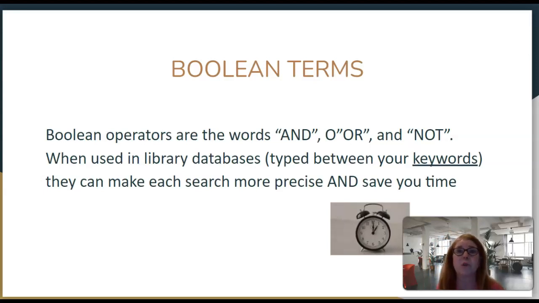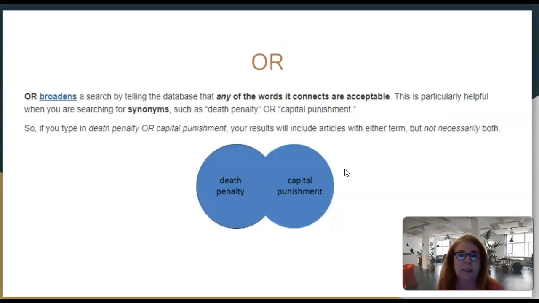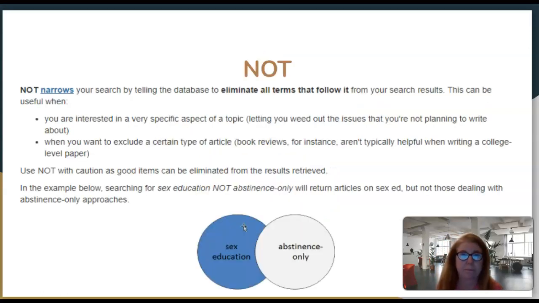So if you say World War II and women and pilots, you're going to get World War II women pilots. Saves you time. Here's an example of the word and. All the keywords must be found in this article in order for it to appear. Here's the word or. It's going to broaden your search. We're talking about World War II. Are we talking about World War II in the Pacific Ocean or the Atlantic Ocean? You will get both of them. If you use the word not, I don't want to know anything about World War II outside of the United States, then you're only going to get the United States.